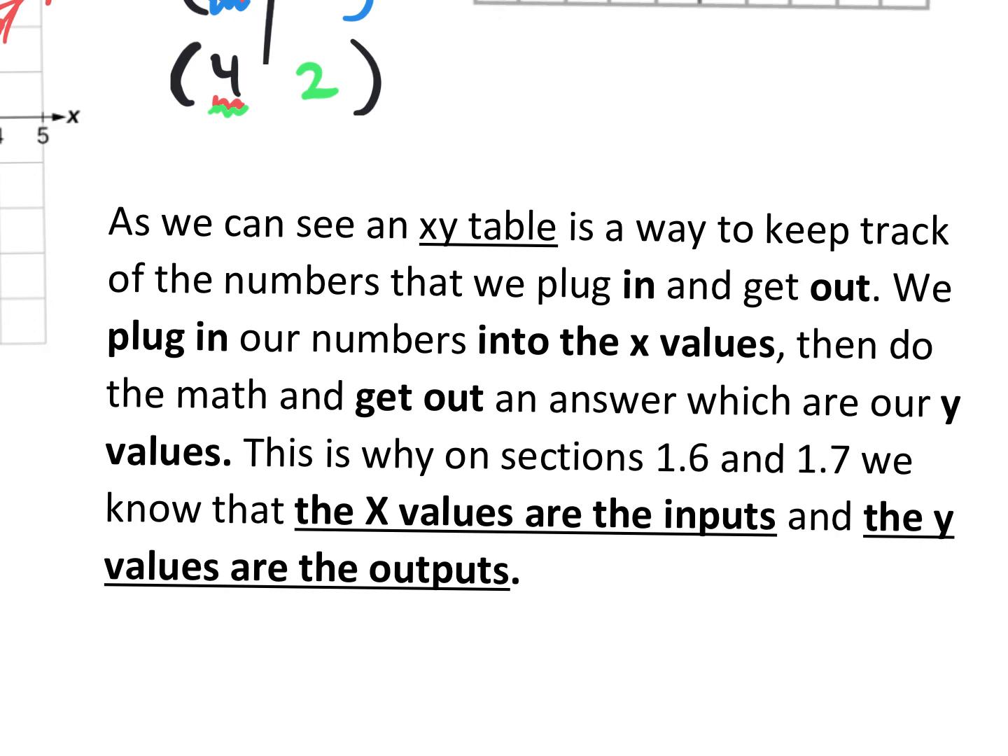Okay, this is why on section 6.1 and 6.7, we know that x values are the inputs and the y values are the outputs. Let me repeat that one more time. The x values are the numbers that you put in. That's why they're called inputs. And the y values are the answers that you get out. That's why they're called the outputs.